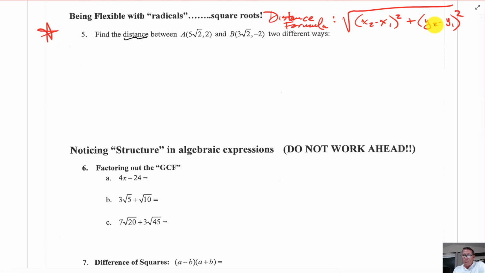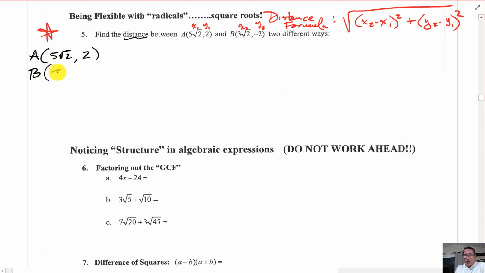Okay, so you have your x values first, so x1, y1 first. You have your next coordinates, x2, y2 second: first point, second point, and so on. Now, before in our first activity, I said line them up. If you want to do that, you can. You can go 5 rad 2, comma, 2, and this is point A and point B. You get 3 rad 2, comma, negative 2. So if you want to line them up, you can, just like we did in the very beginning, if that helps you.